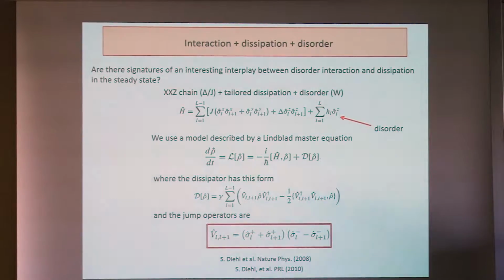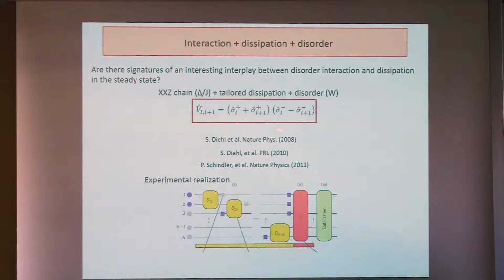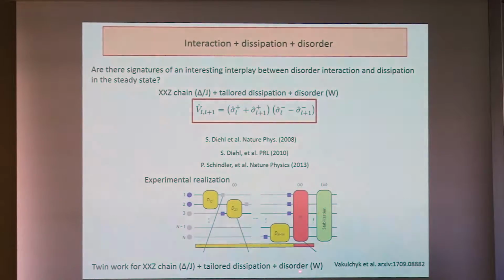This was studied first by Sebastian Dill and others, and also by many other people, including Saro. And here, what happens is that if two nearest neighbor spins are out of phase, then they get in phase. If this was a BEC, if these were bosons, not spins, this dissipator would generate a BEC. So this dissipator was realized experimentally in 2013 using a universal quantum computer with ion traps. And a similar system to what I'm going to describe now is also being studied by Vakulchik and others, Denisov and Ivanchenko and so on. And this is the reference.